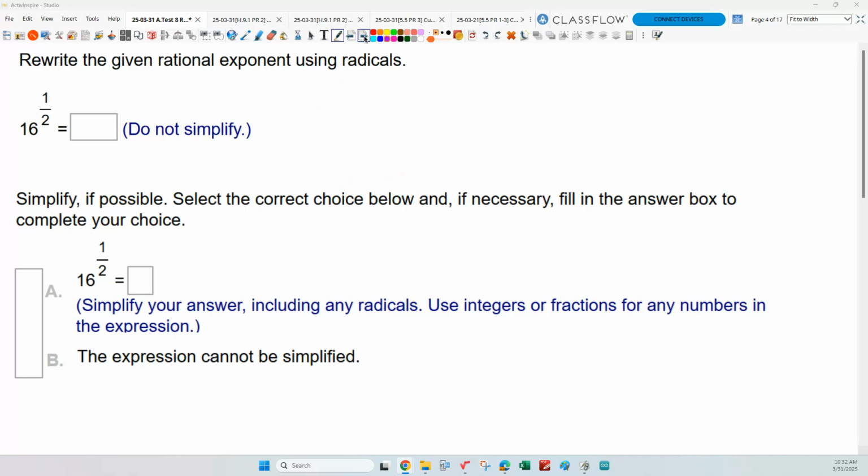Okay, so now we've got these rational exponents. Remember, rational means fractional, right? So rational exponent means fractional exponent. So 16 to the 1/2. Now there's two things they want you to do here. First of all, they want you to rewrite this expression using a radical, okay? So what would that look like? What does a 1/2 power mean?